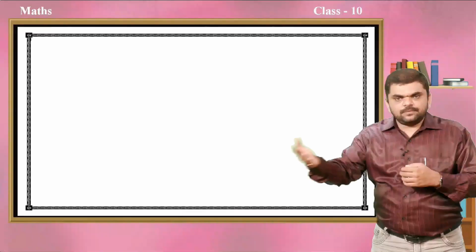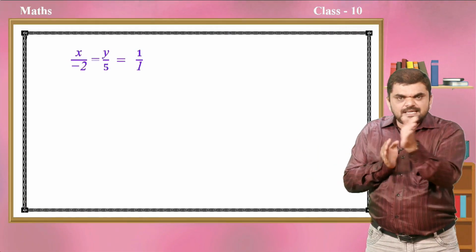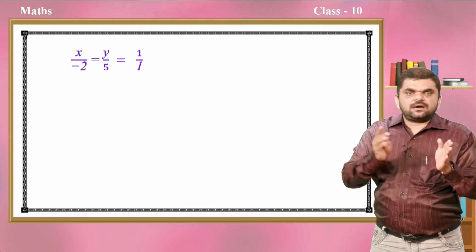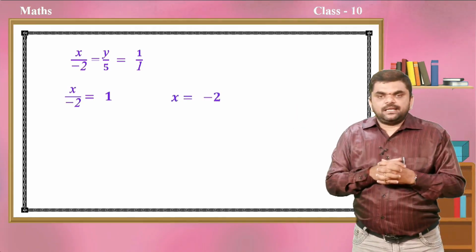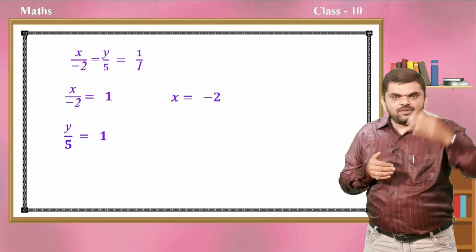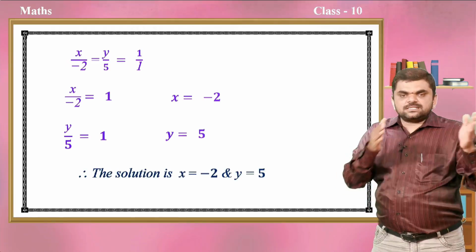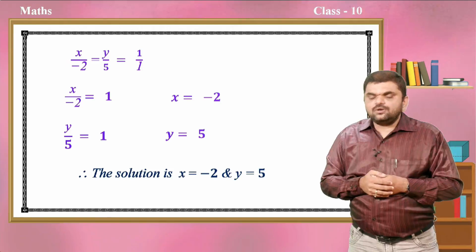1 over 1 is nothing but 1. So now substitute: x over minus 2 is equal to 1. Just take the constants. On cross multiplication, we get x is equal to minus 2. We get the value of x as minus 2, and y over 5 is equal to 1, and on cross multiplication y is equal to 5. The solution of these equations is x is equal to minus 2 and y is equal to 5.